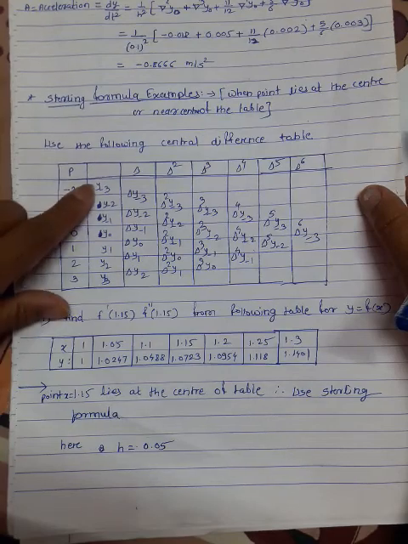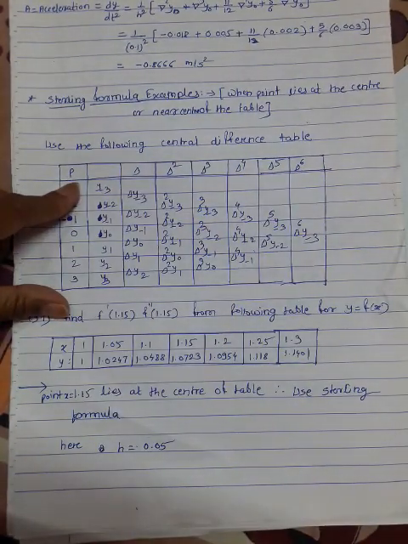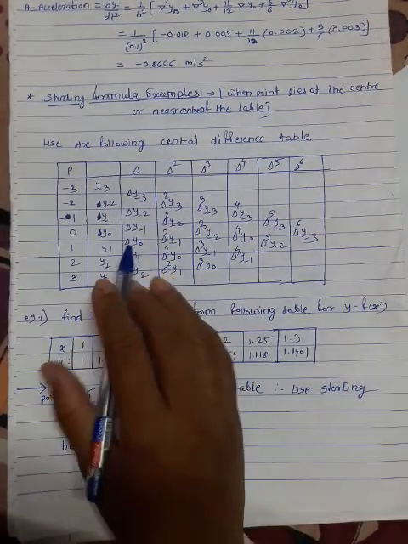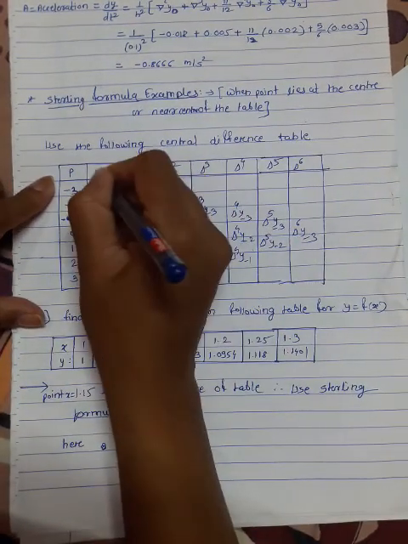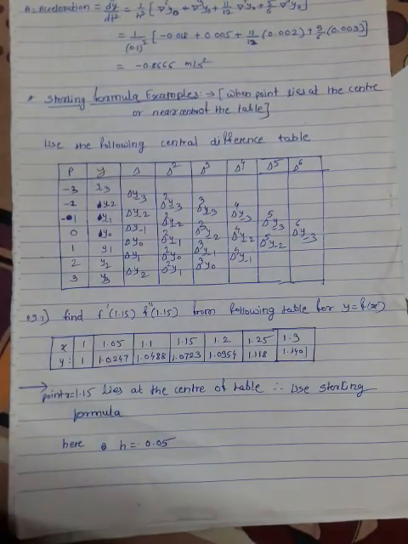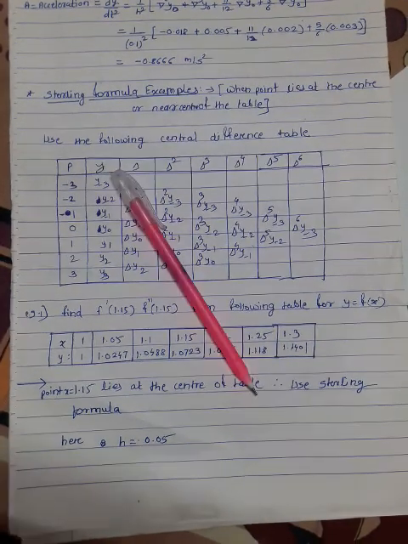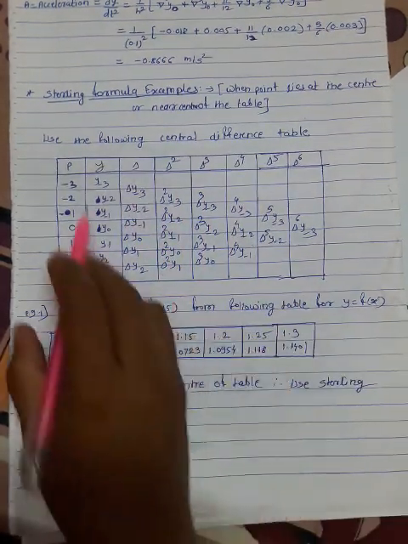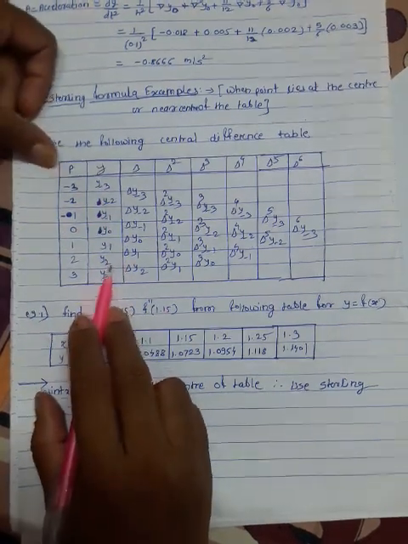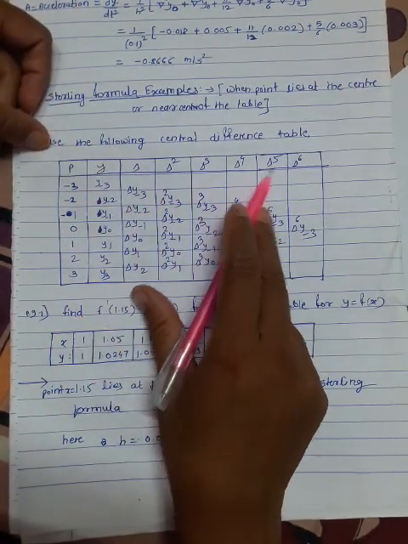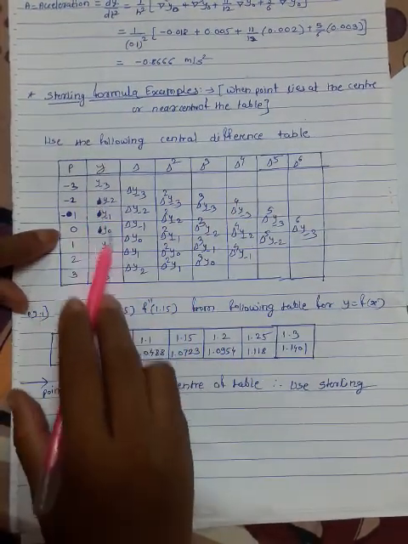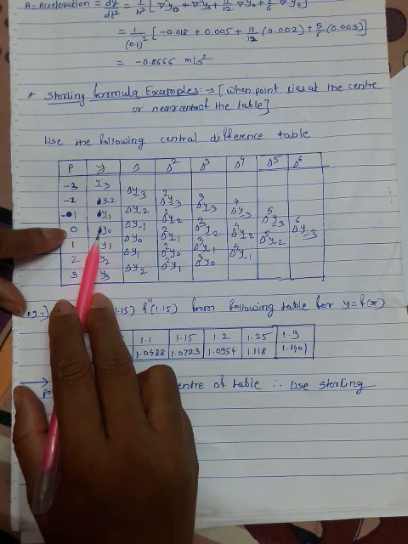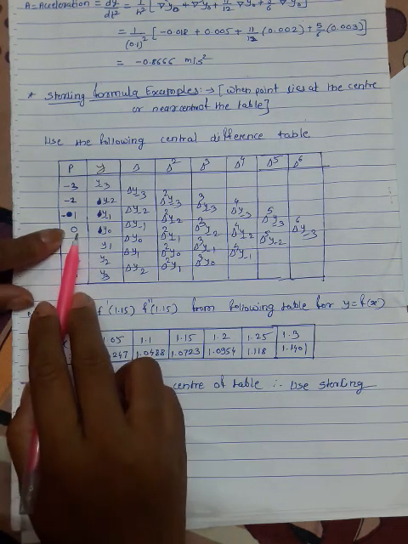Okay, for this table the x values are given like this. These are table values. Suppose these are the y values, and these are del square, del cube, del raised to 4, del raised to 5 and so on values. For the center value, at which we have to find the derivatives, assume that number is 0.